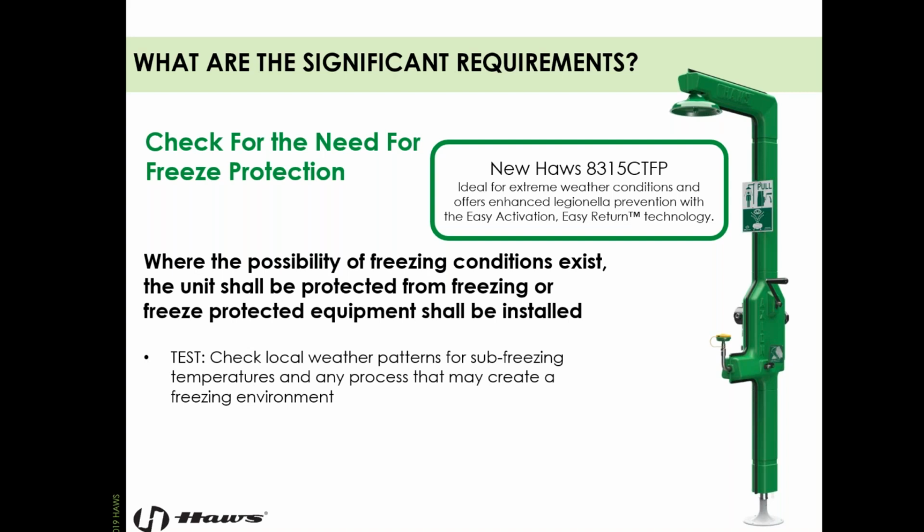So on the right, little tease here, we have our new Haas 8315 CTFP. This is what we use for extreme weather conditions, and this particular unit offers some enhanced Legionella protection and easy activation, easy return technology. Basically, we've really narrowed down the amount of piping that we need to heat trace and protect. So you drop this in place, power it, it's going to protect from freezing, and you're going to get a full combination unit with our Axion technology available on it.